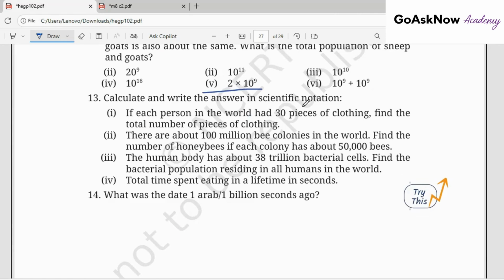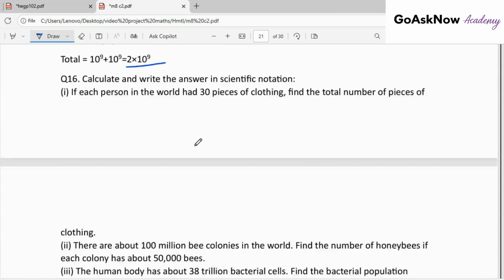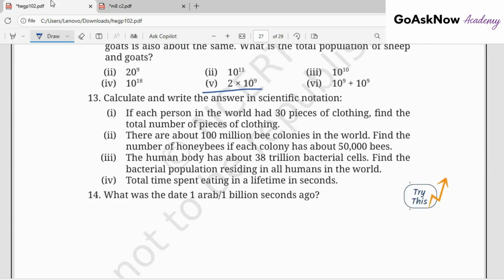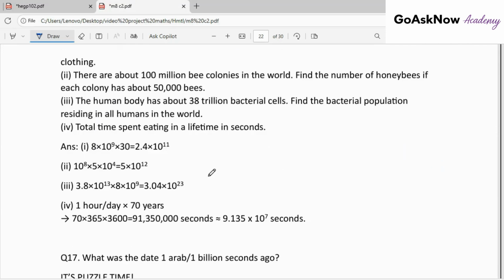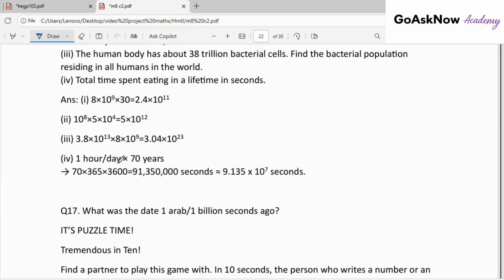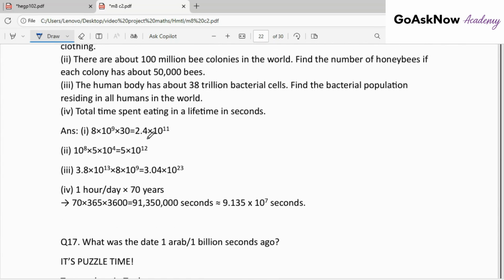Calculate and write the answer in scientific notation. If each person in the world has 30 pieces of clothing, find the total number of pieces of clothing. Let us calculate that. 8 into 10 power 9 into 30, which is 2.4 into 10 power 11.